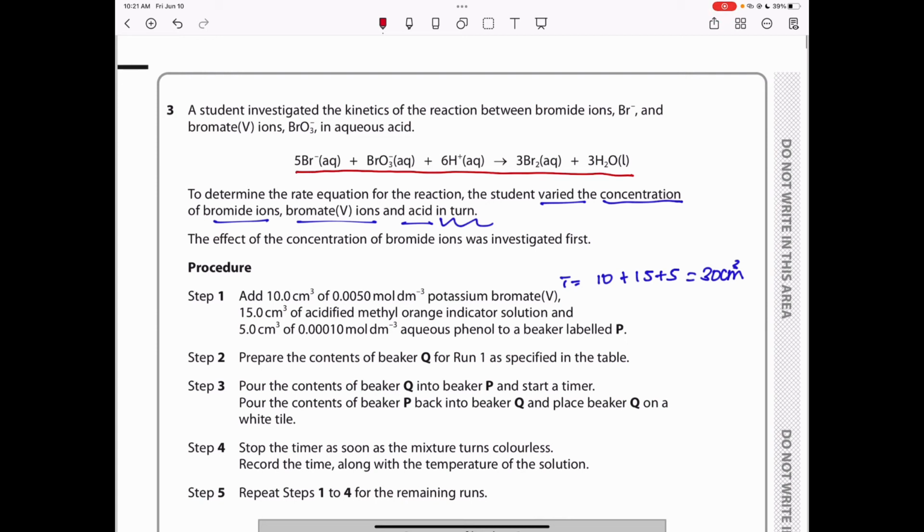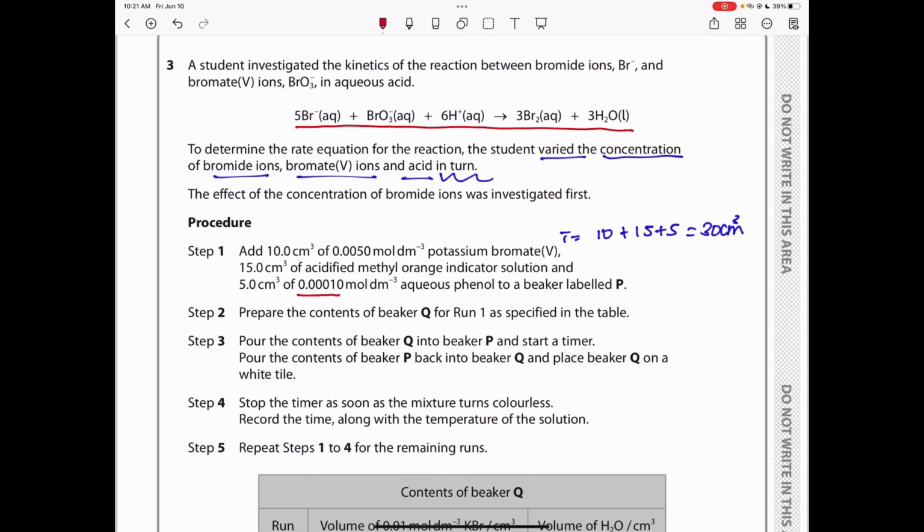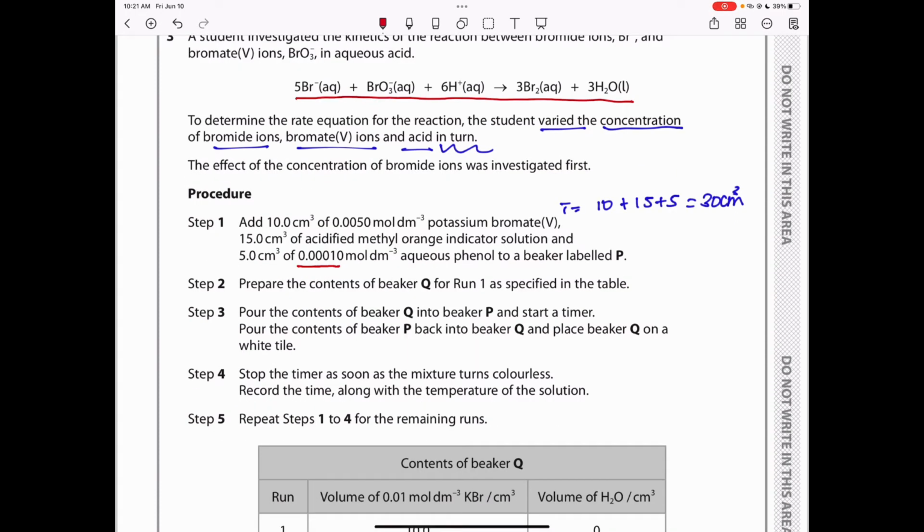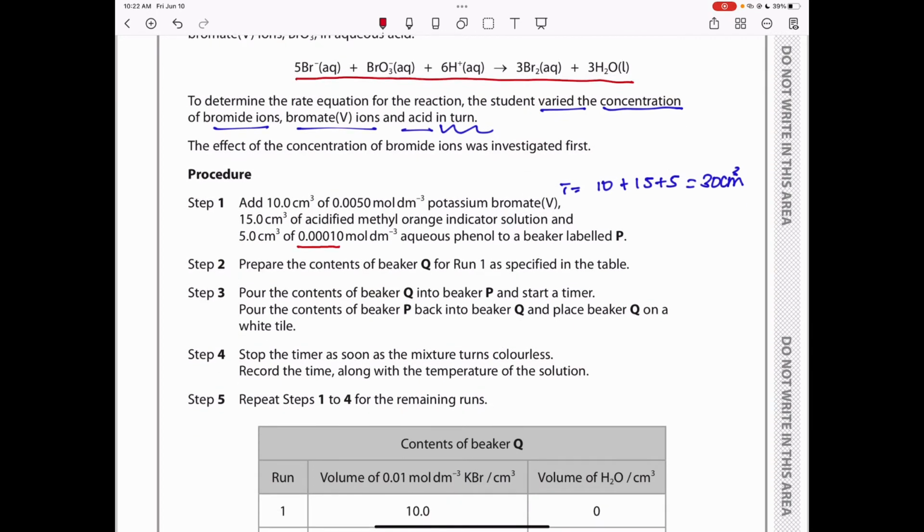The procedure: in step 1, they say add 10 centimeters cubed of 0.005 mole per decimeter cubed potassium bromate, 15.0 centimeters cubed of acidified methyl orange indicator solution, and 5.0 centimeters cubed of 0.0001 mole per decimeter cubed aqueous phenol to a beaker labeled P. Prepare the contents of beaker Q for run 1 as specified in the table, and pour the contents of beaker Q into beaker P and start the timer. Pour the contents of beaker P back into beaker Q and place beaker Q on a white tile. Of course, a white tile is going to help you to observe clearly.